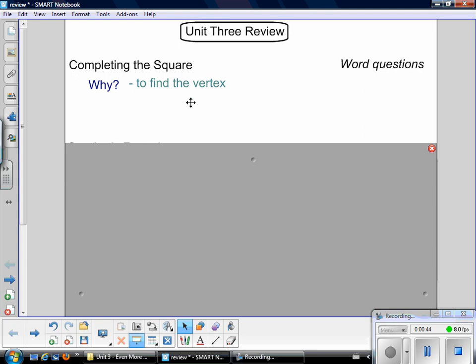Another reason why we complete the square is it gives me the maximum or minimum value, depending whether the parabola turns up or down, and when it reaches this value. Okay, and so it's really important for that aspect of it when we look at word questions, and we'll talk about it in a moment. So we complete the square to find the vertex and/or to find a maximum or minimum value and when it occurs.